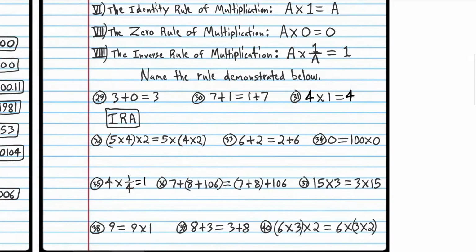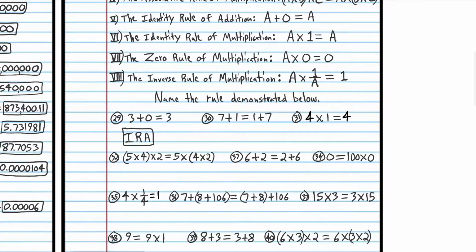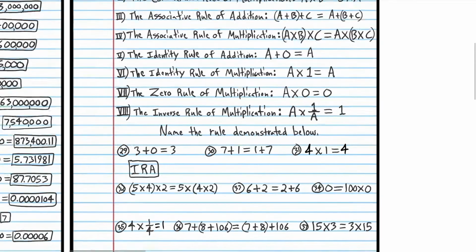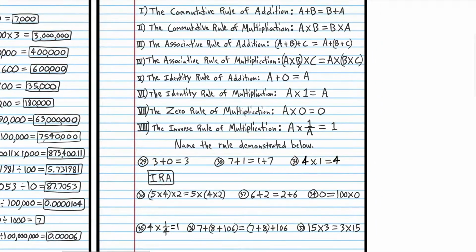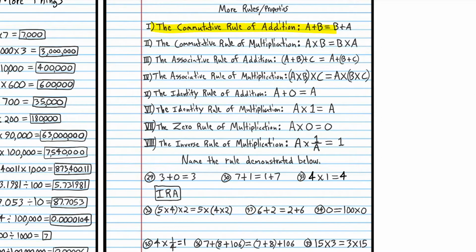So let's do a couple more together, and then you can do the rest on your own. Because again, these problems are really not that hard. 7 plus 1 is equal to 1 plus 7. So you're changing the order of the numbers. So that's probably going to be a commutative rule. We just need to figure out if it's addition or multiplication. Well, obviously you can see it's addition. So again, you can abbreviate the commutative rule. That was kind of a weird looking R. Commutative rule of addition.